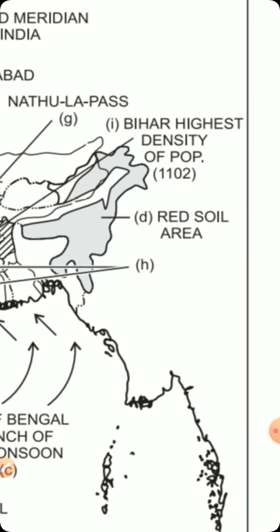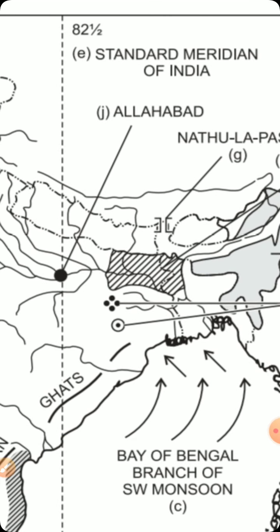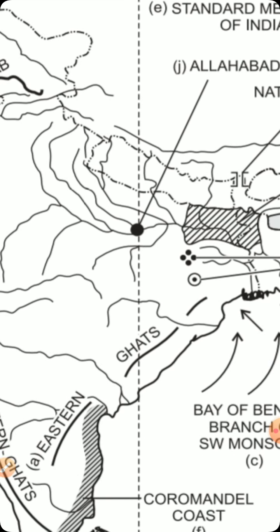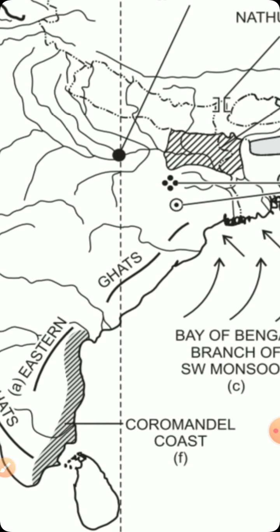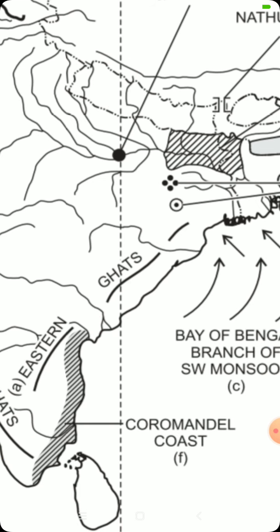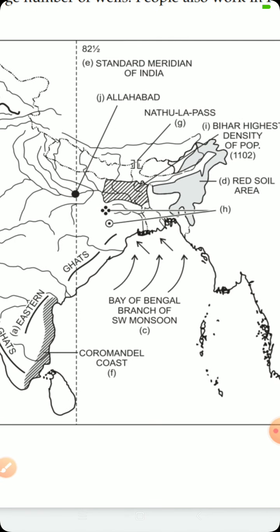Then for D it was red soil area in the far northeast state, that is the Arunachal Pradesh area we have shaded here, and some other states are also included in this. Then for E it was standard meridian, you see this dotted line which is going from top to bottom, and you have to see how it stretches along the border area, from where it's passing. These points you have to keep in mind. Okay, these points should be correct, you have to take care. Then after that, E is the standard meridian.